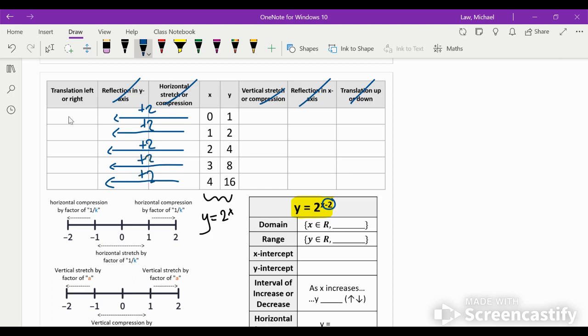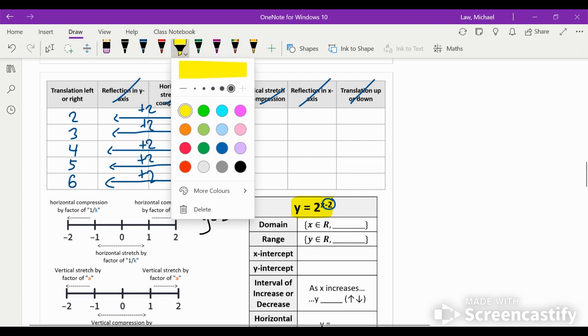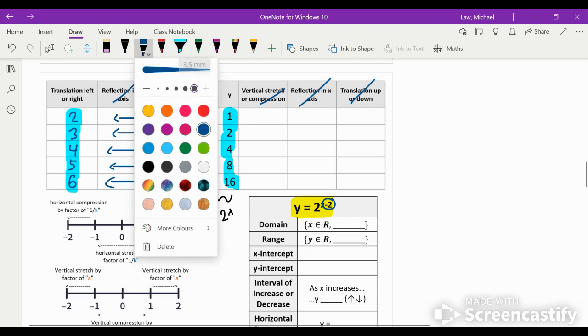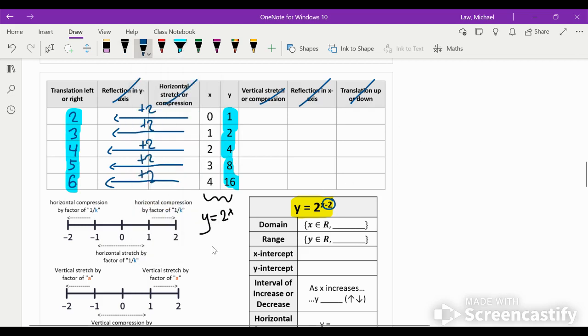0 plus 2 gives us 2, 1 plus 2 gives us 3, 2 plus 2 gives us 4, 3 plus 2 gives us 5, and 4 plus 2 gives us 6. So you're going to be using these as your new x coordinates, and you're going to be using these as your y coordinates. So let's go ahead and graph this transformed function.